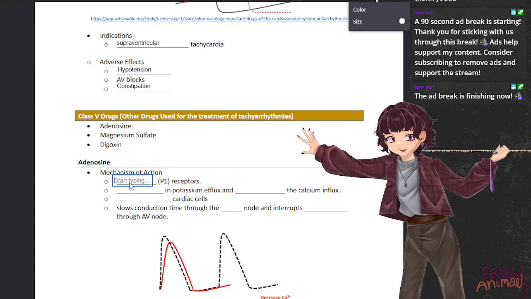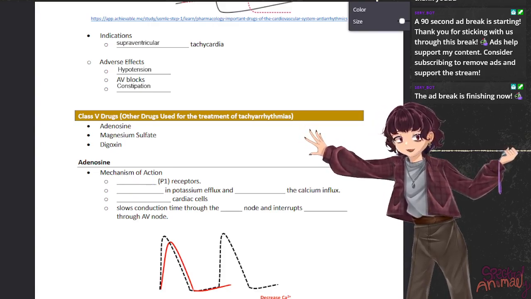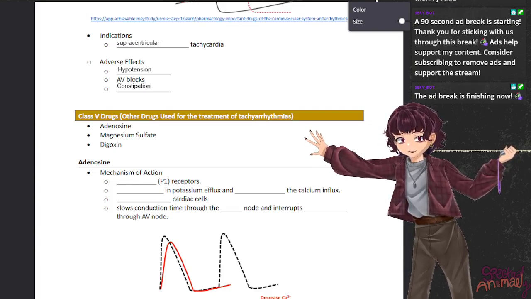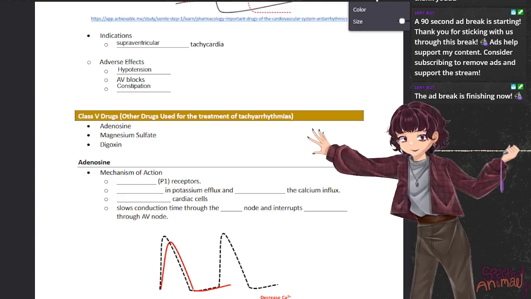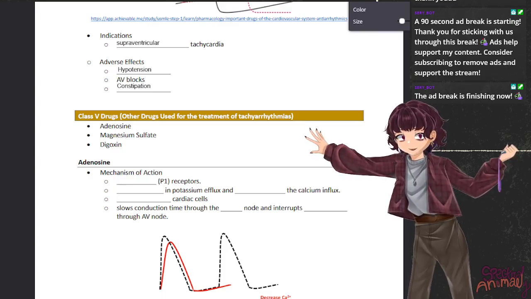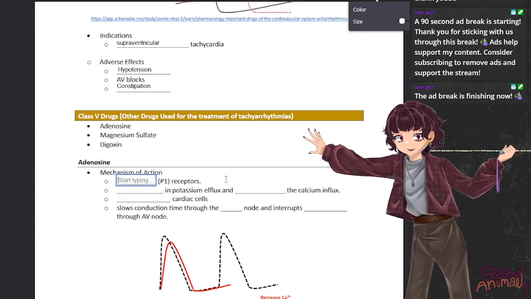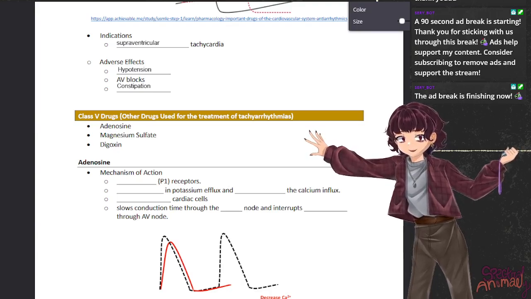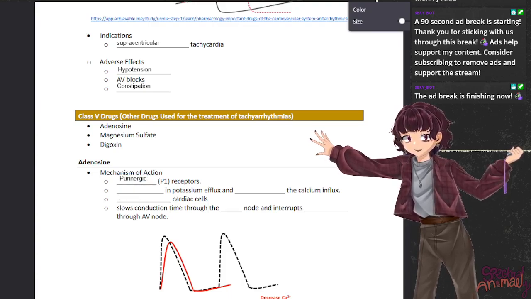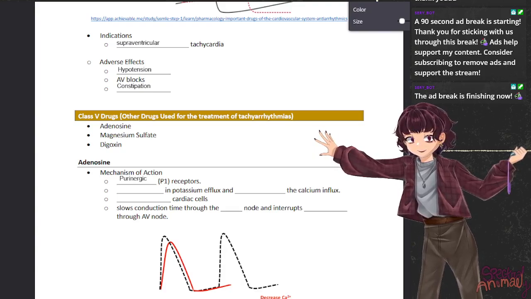So now we have class 5 drugs. Other drugs used to treat tachycardia or tachyarrhythmias. These ones are going to be adenosine, magnesium sulfate, and digoxin. So we're going to start with adenosine. Adenosine acts on the purinergic receptor, so P1. This is going to cause an increase in potassium efflux and decreased calcium.